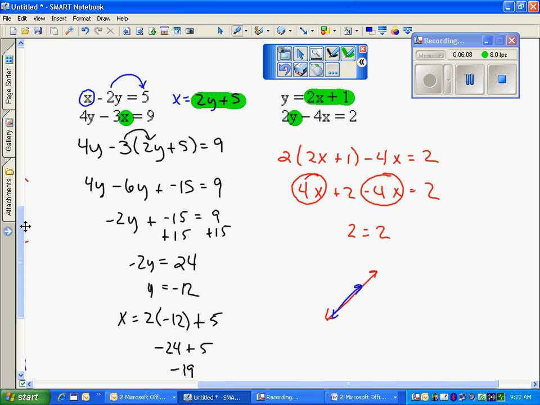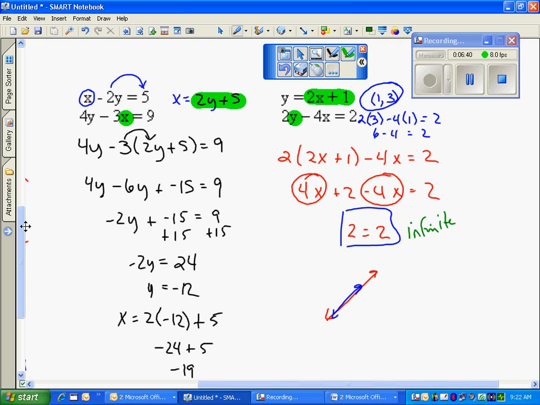So I could pick a solution. Let's suppose I pick x to be 1. 2 times 1 is 2. 2 plus 1 is 3. That will also be a solution down here. So if I check it, 2 times y minus 4 times 1 better be equal to 2, and 6 minus 4 is equal to 2. Any ordered pair I choose will work because of this scenario here. Now that's showing one solution. This is showing infinite solutions.